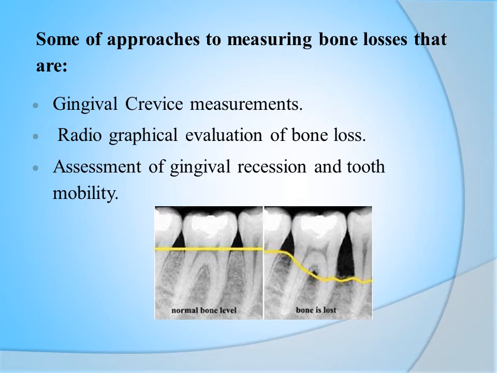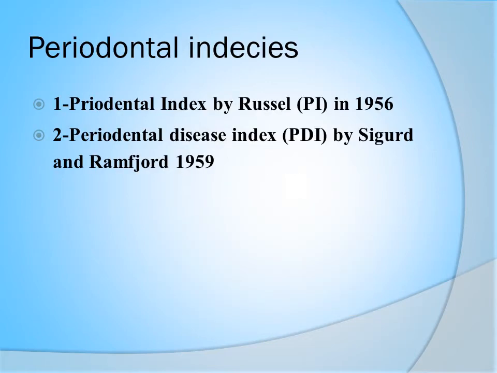Here in the picture there is an example of radiographical evaluation of the bone loss. On the left side there is a very healthy bone level. On the right side there is obvious loss in the bone, I think between the 5 and 6, and less between the 6 and 7. So the effect of this on the stability and healthiness of the tooth is obvious.